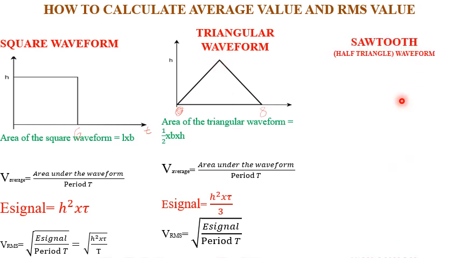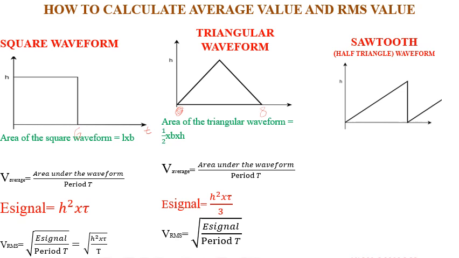Now let us also look at how we calculate the energy of a sawtooth. This is a sawtooth waveform. We call this a sawtooth because it resembles the tooth of a saw, like the one carpenters use. This is how it looks.